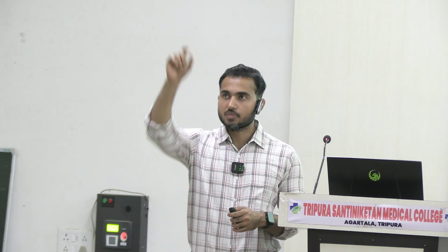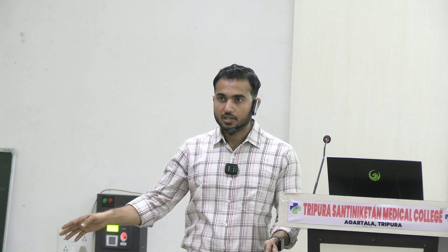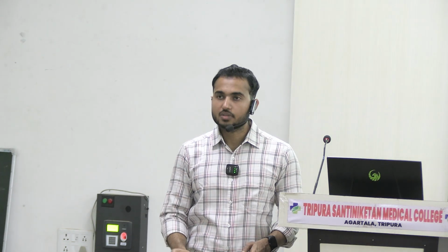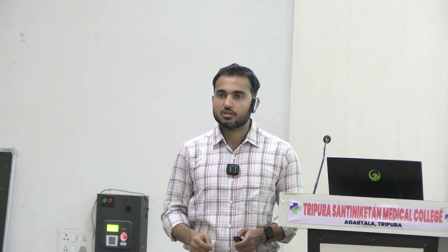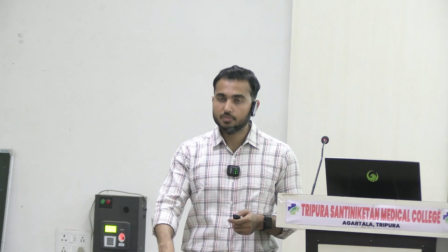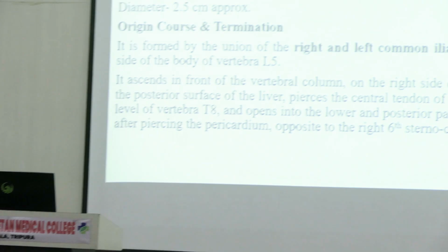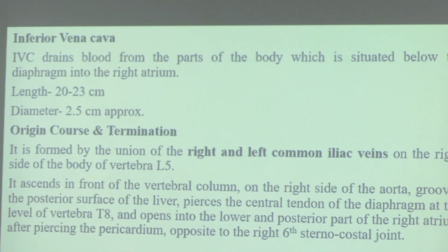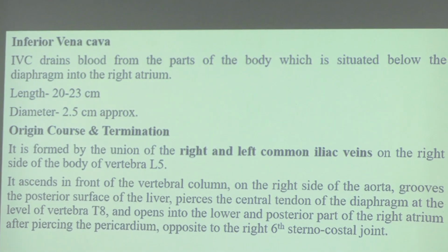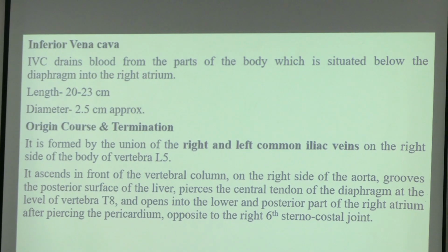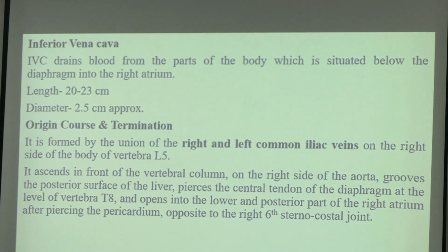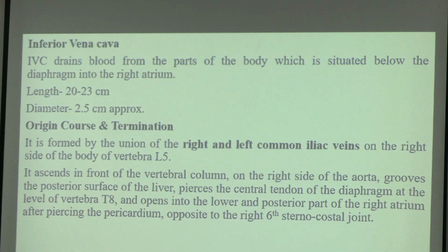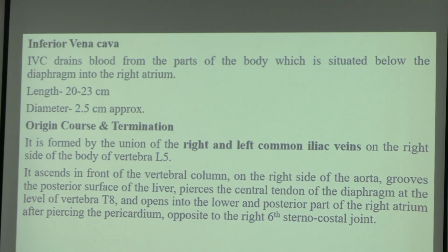The aorta brings blood from the heart in various directions, whereas the inferior vena cava carries blood from the lower part of the body towards the heart. That is the difference, which is why the origin is at the lower end. It drains blood from the parts of the body situated below the respiratory diaphragm. Length is 20 to 23 centimeters, so the length of the IVC is more compared to the abdominal aorta. Diameter is 2.5 centimeters.